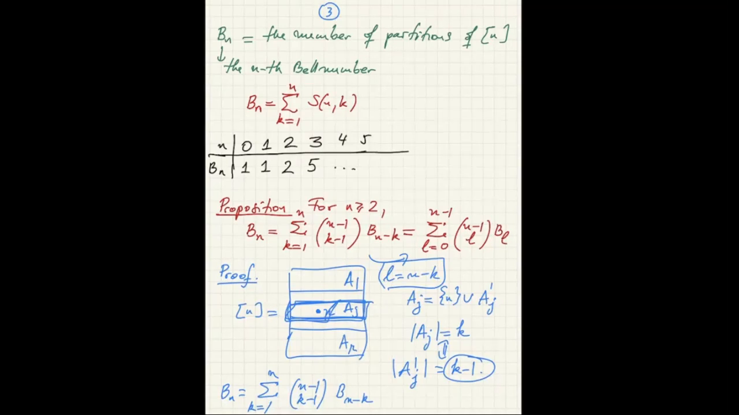Now, here's a procedure to calculate this number quicker than using that recurrence formula. And this is called the Aitken array or the Pierce triangle.